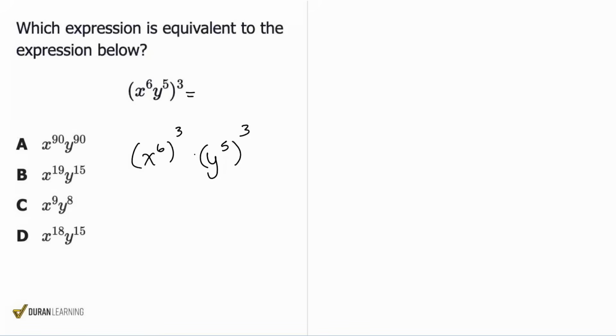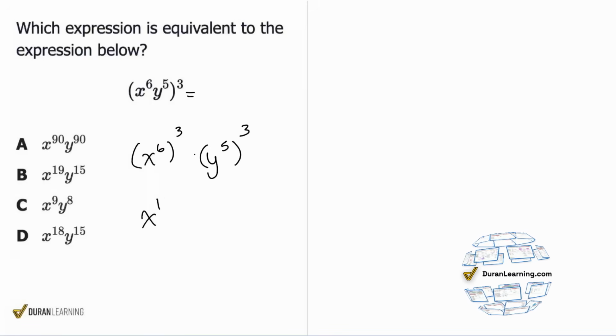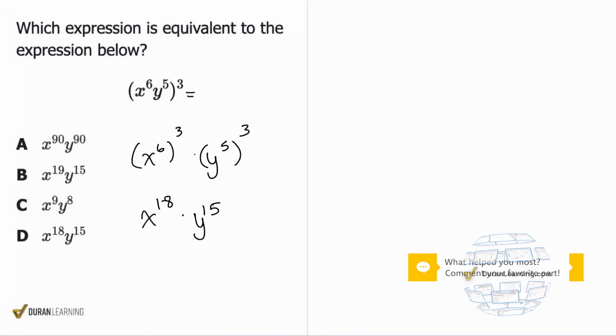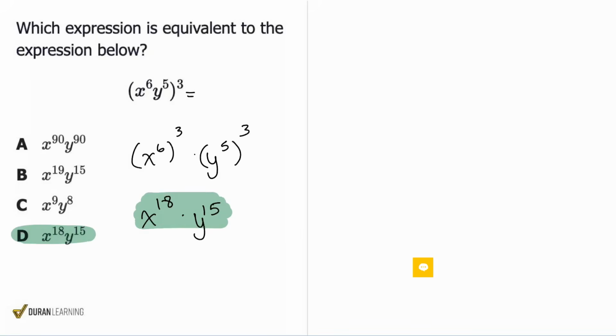Now, this is going to make things a little easier to look at because, everyone, help me out. When we have a power raised to another power, what do we do with those exponents? We go ahead and multiply. So with that said, we have 6 times 3, which is 18. And then we have 5 times 3, which is 15. And so there's our final answer. We have x to the power of 18 multiplied by y to the power of 15. All done. D is the answer.